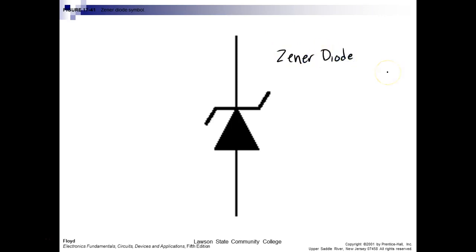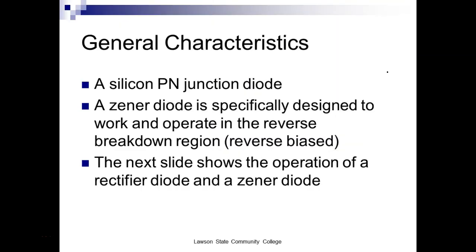And I don't know how it got the name Zener. I'm sure it was some guy who did that trade when all this was coming about. Somebody out there has probably got this name. A silicon PN junction, a Zener diode is specifically designed to work in this breakover region. The next slide shows the operation of the rectifier diode and a Zener diode.